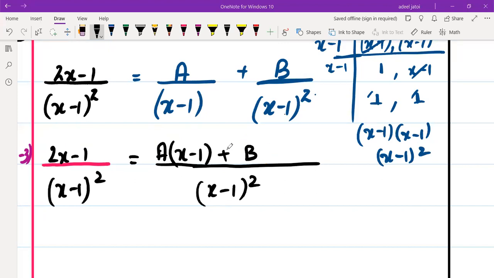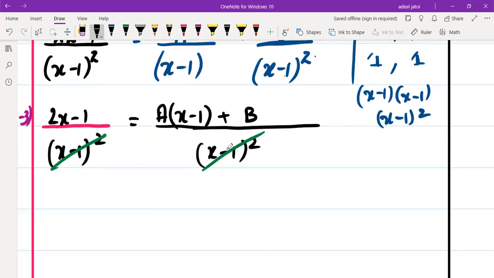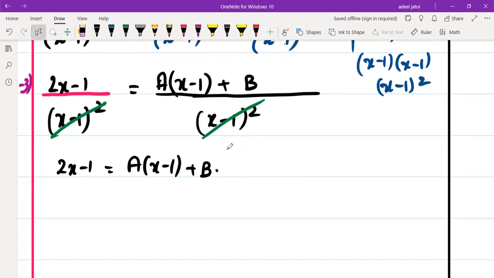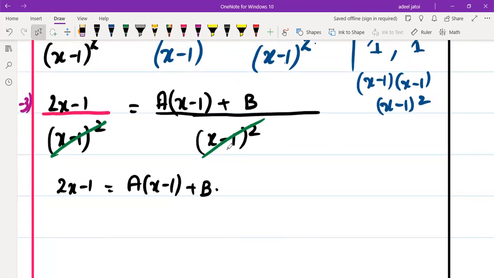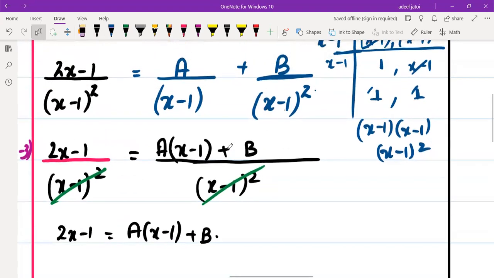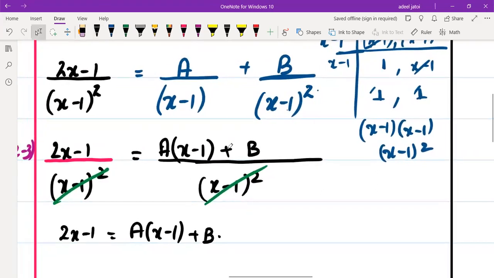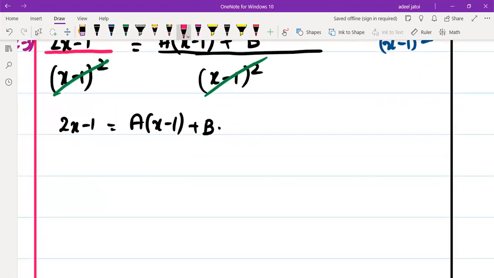So similarly, this x minus 1 whole square is cancelled out, you are left with only 2x minus 1 equals A x minus 1 plus B. Now, remember one thing. As I said, if the roots would have been linear, we could have equated with 0. Now, here roots are repeated. So, obviously, you can't equate it with 0. So what you need to understand is the comparing method.